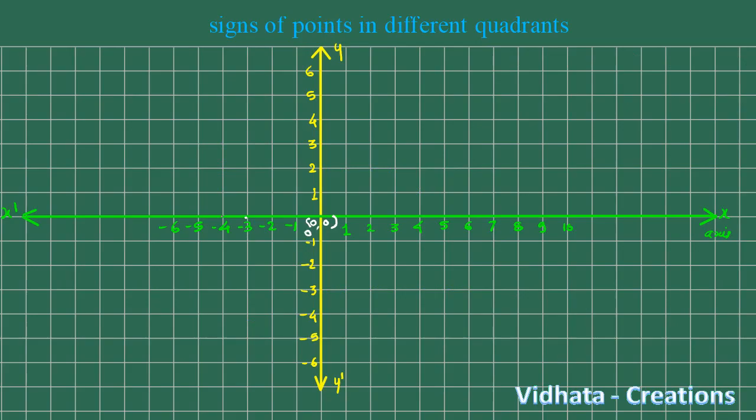Now, my friends, here in this article, we are going to study about signs of points in different quadrants. What are the signs of different points in different quadrants? This we are going to study over here.